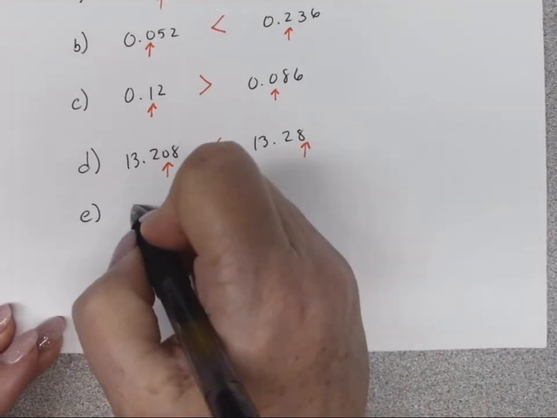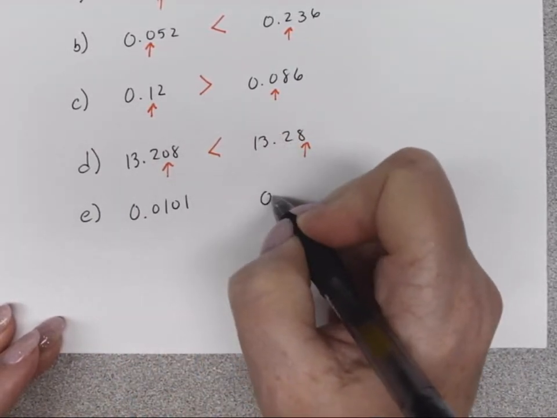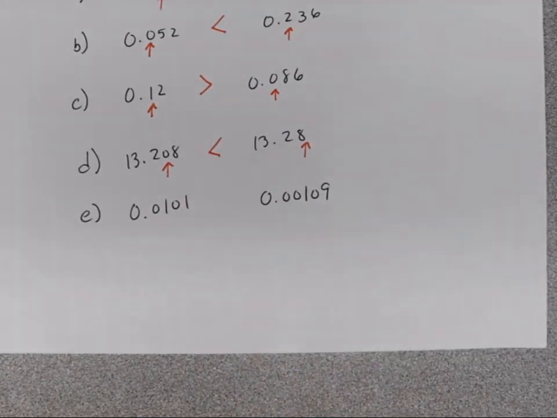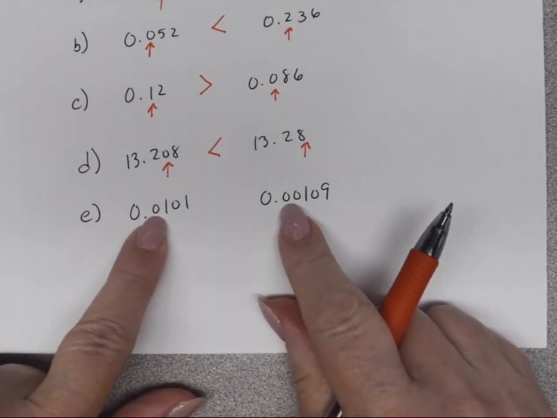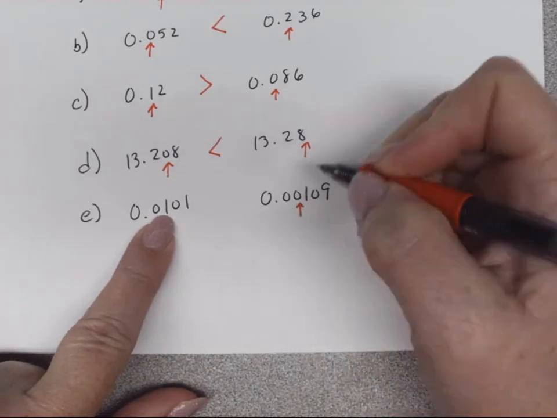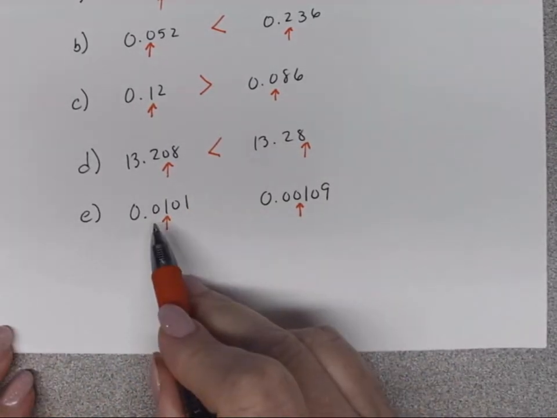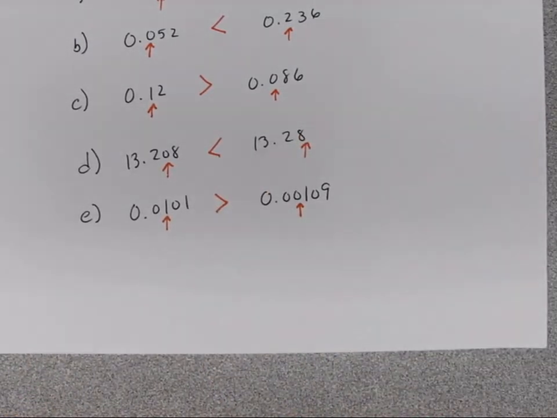Okay, if we have 0.0101 and 0.00109. So again, we're following our values, 0.0. Here we go to 1, but here we stay at 0. In that hundredths place, they are not the same. And 1 is greater than 0, so this will be greater than.